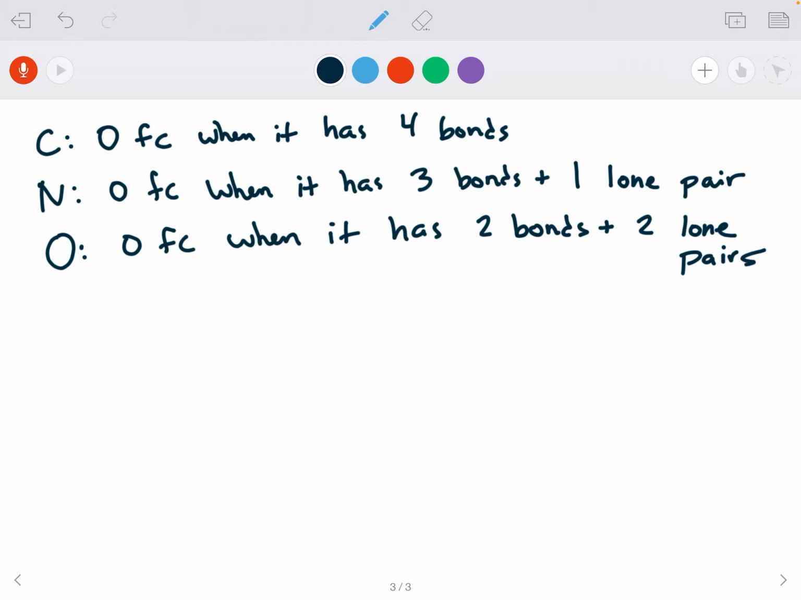So if you haven't checked out the video on how to calculate oxidation state, I would recommend checking that out as well, because it uses a similar methodology, but it considers how you assign the electrons differently.